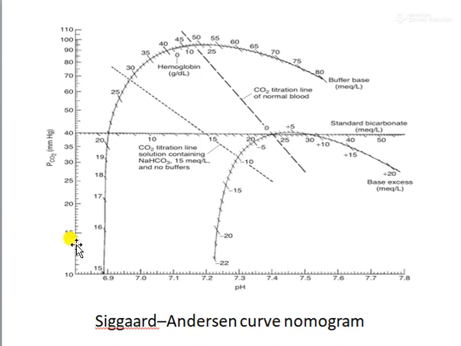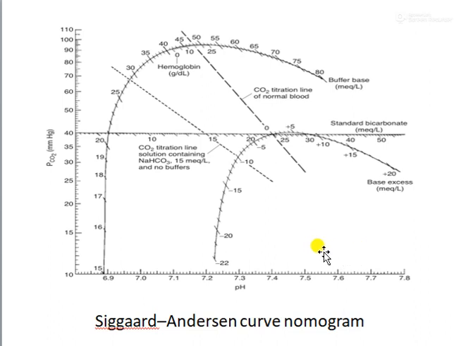You can see on the vertical line there is partial pressure of CO2 in mmHg and on the horizontal line it is pH. So the PCO2 is plotted on the vertical axis and pH on the horizontal axis. If we draw a line through pH 7.4, a point to the left indicates acidosis and to the right of pH 7.4 it indicates alkalosis.